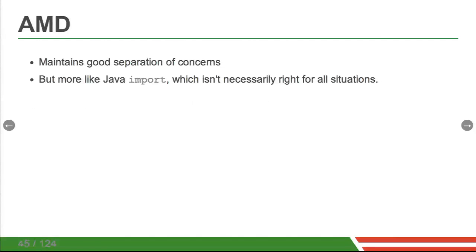And AMD helps a little bit here. You saw the dependency list. That is one form of connection. It works a lot like Java import statements. Sometimes you need this implementation, you need this class, you need this module. It's just integral to how your component works, and that's fine. That works great for that situation.